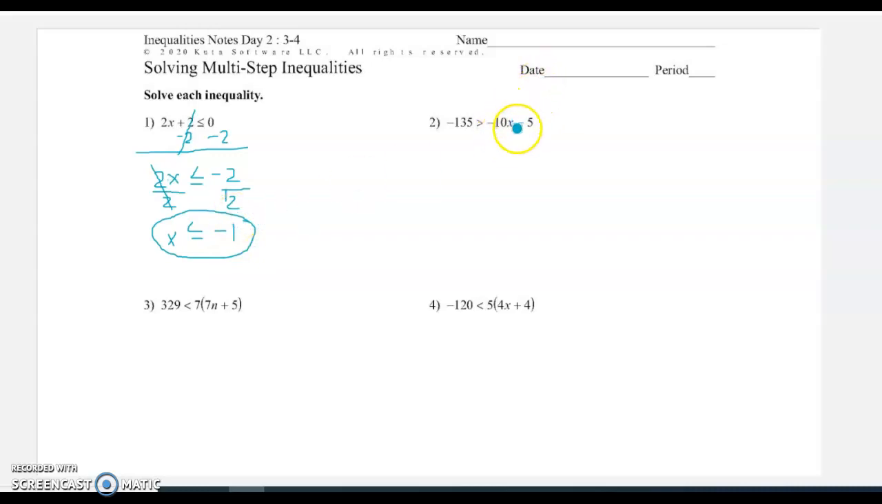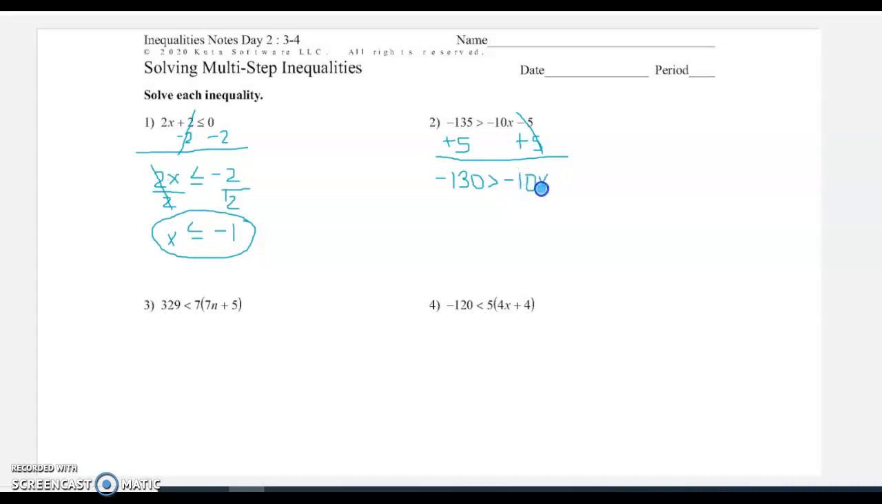So over here, x is on the right-hand side, no big deal. Just start solving. To get rid of a minus 5, you would add 5. What you do on the right, you have to do on the left of the inequality. You can draw that line also if you want to. Negative 5 plus 5 cancels. Clean it up. Negative 135 plus 5 is negative 130. We are still greater than negative 10x.